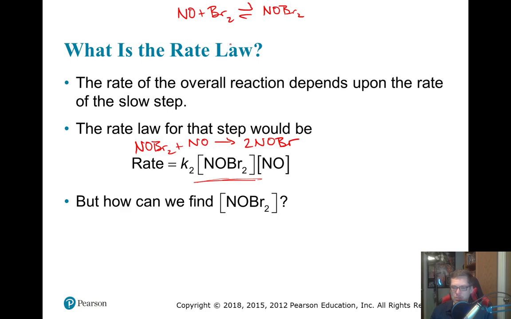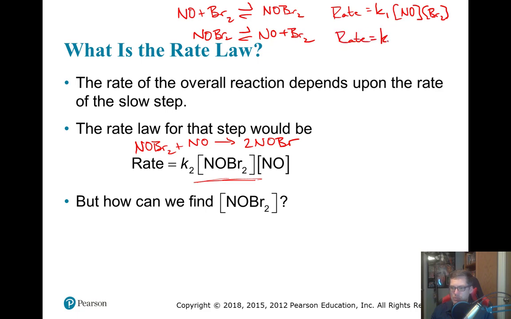If it goes forwards, because this is an elementary step, our rate would be equal to k1, and we use 1 because that's our first one, times the concentration of NO times the concentration of Br2. And if we were going to react backwards, let's rewrite this backwards just to help us picture it a little better. This is the same thing, just written backwards. That would be equal to NO plus Br2. So the rate of this, the reverse of the first reaction, we call k-1, and that would be equal to just the concentration of NOBr2.